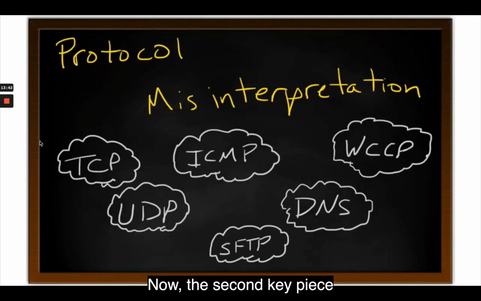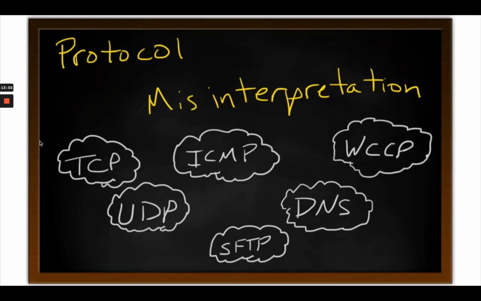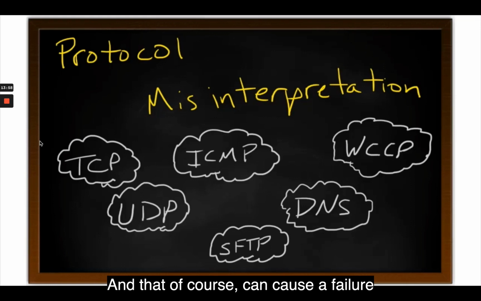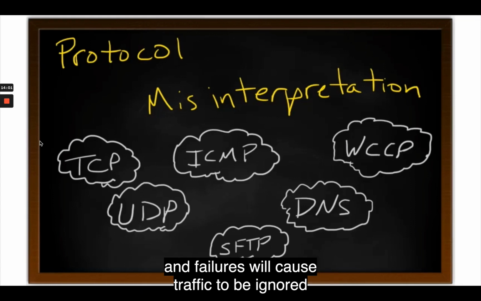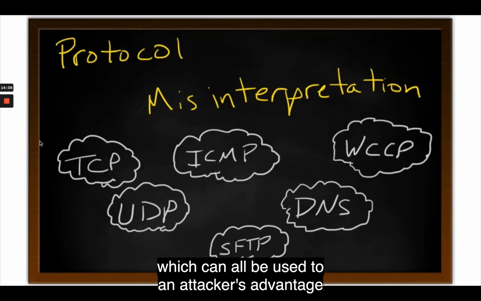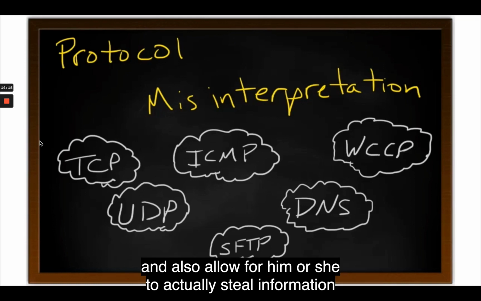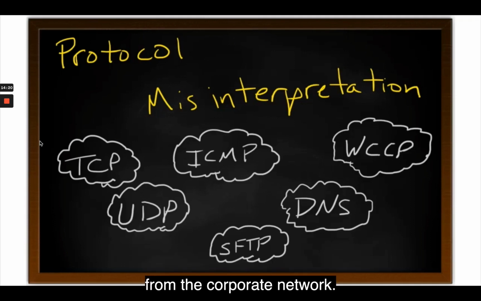Now, the second key piece is identifying what happens when a receiving system encounters something it doesn't understand, seeing, or inspecting. That, of course, can cause a failure, and failures will cause traffic to be ignored, dropped, or delayed, which can all be used to an attacker's advantage to evade detection and also allow him or her to steal information from the corporate network.